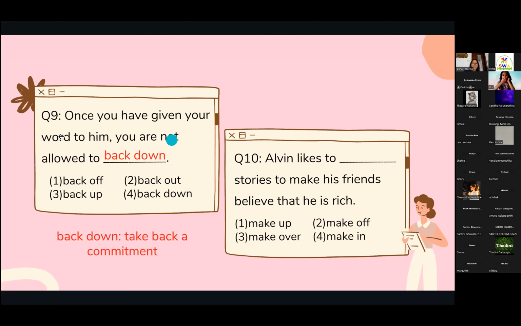But for number 9, once you have given your word to him, you're not allowed to back down. So here, back down means to take back a commitment. So when you give your word to someone, you're giving them your commitment also. So you shouldn't back down or take back your commitment. Okay, thank you for your answers. Question number 10, anyone would like to read?